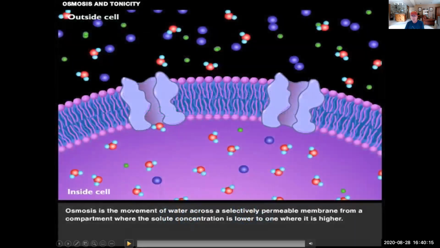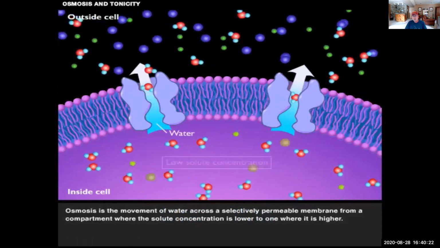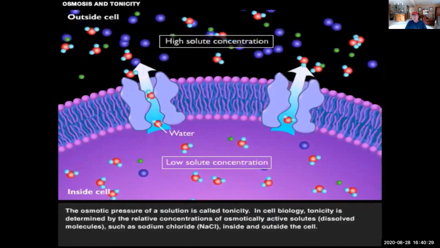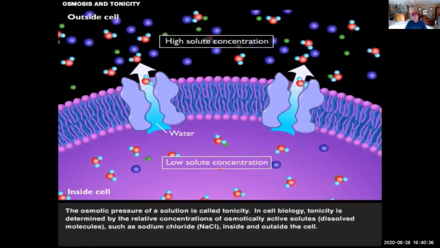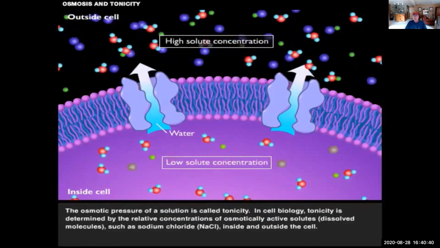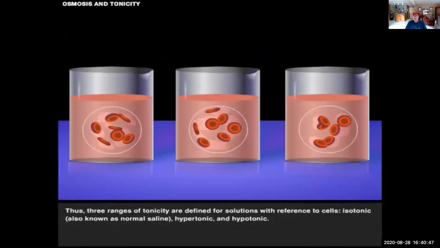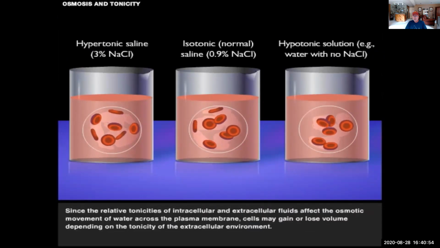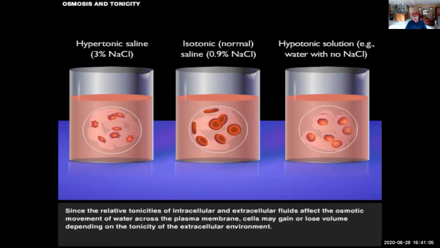Let's watch this video. Osmosis is the movement of water across a selectively permeable membrane from a compartment where the solute concentration is lower to one where it is higher. The osmotic pressure of a solution is called tonicity. In cell biology, tonicity is determined by the relative concentrations of osmotically active solutes, dissolved molecules, such as sodium chloride, NaCl, inside and outside the cell. Thus, three ranges of tonicity are defined for solutions with reference to cells: isotonic, also known as normal saline, hypertonic, and hypotonic. Since the relative tonicities of intracellular and extracellular fluids affect the osmotic movement of water across the plasma membrane, cells may gain or lose volume depending on the tonicity of the extracellular environment.